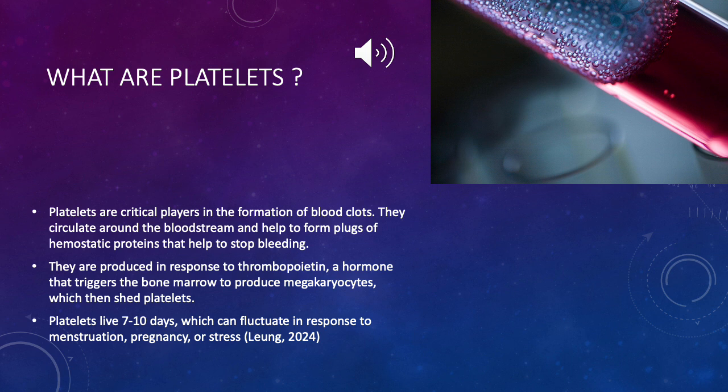Platelets themselves live in normal circumstances between 7 to 10 days, but this can fluctuate in response to pregnancy, pathophysiological stress, and in women, it can change in response to menstruation. Platelets are produced in the bone marrow through the response of a hormone called thrombopoietin that triggers the bone marrow to produce megakaryocytes, which then shed platelets.